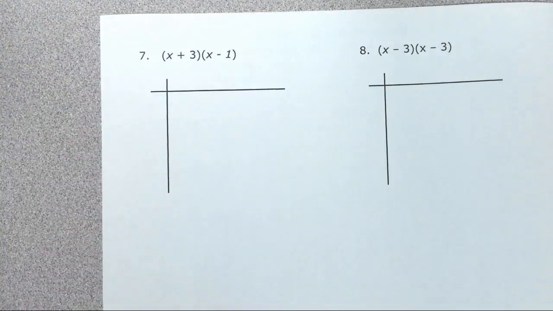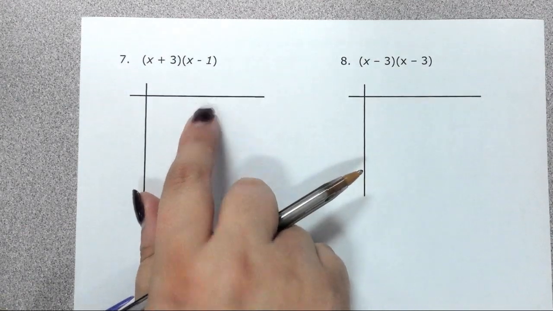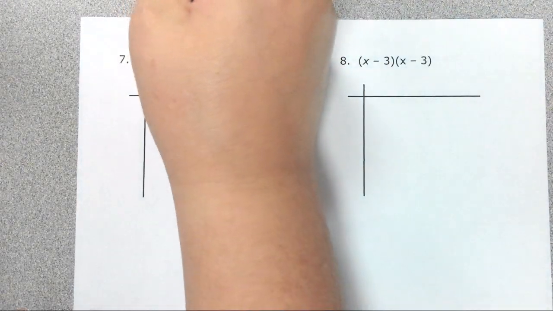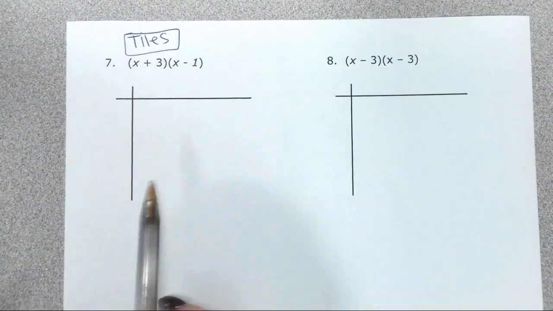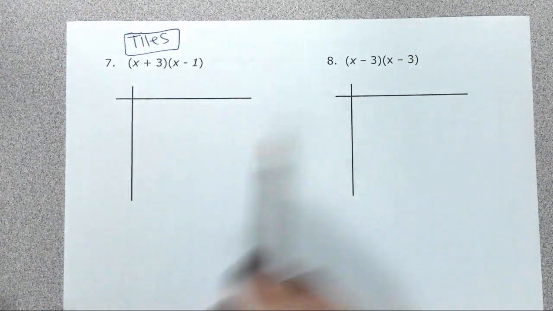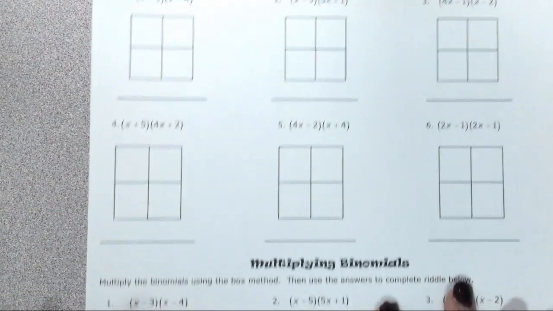On the back, I want you to use tiles. I know now that you know the trick, you're going to be like, oh, I don't want to use tiles. But tiles are on your test, so you need to practice them, please. So on the back, you need to use tiles. On the front, you're just using your box trick.